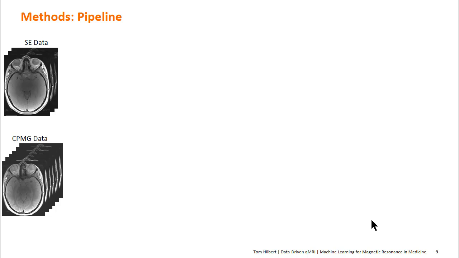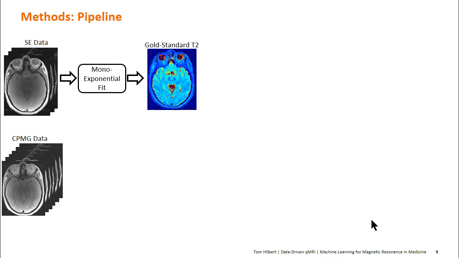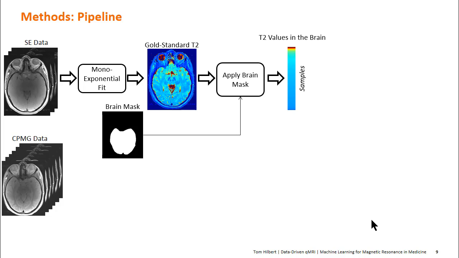So now we have a set of spin echo data and we have a set of CPMG data. First we want to find out what the gold standard values are for this data set. So we perform this standard mono-exponential fit to get our gold standard T2 map. Then we are only interested in the actual brain tissue, so we apply a manually drawn brain mask. So you get a vector of gold standard T2 values. Now we can apply the exact same brain mask on our host sequence, so the CPMG data set.